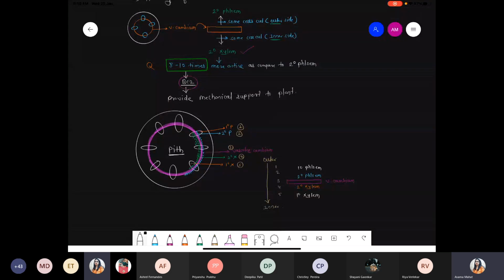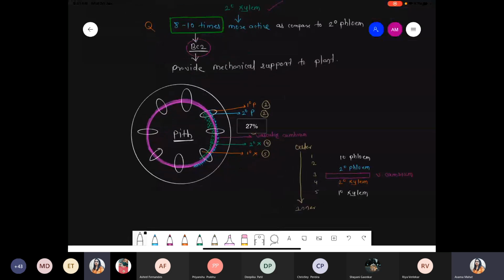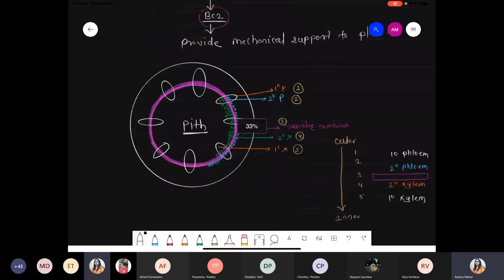Now obviously toward the inner side they form a complex network of secondary xylem. So how do water, gas, as well as food reach the pith, because secondary xylem gets formed, which means they form a dead cell network? So for the transportation of gases, food, and water, there is the presence of a narrow band of secondary medullary ray.